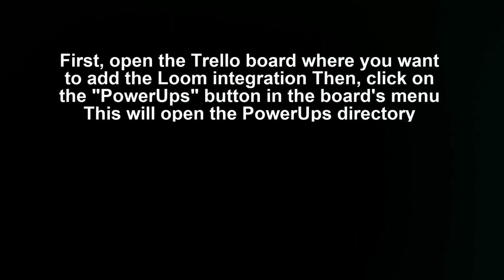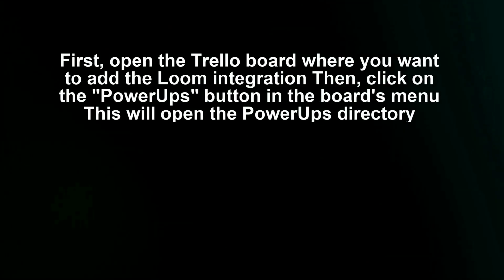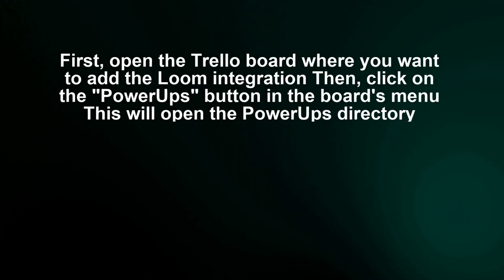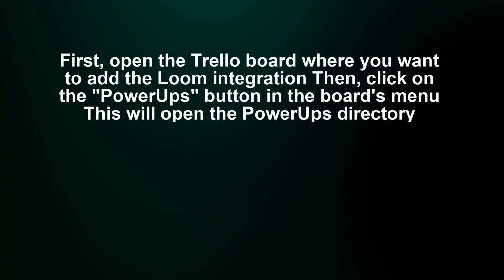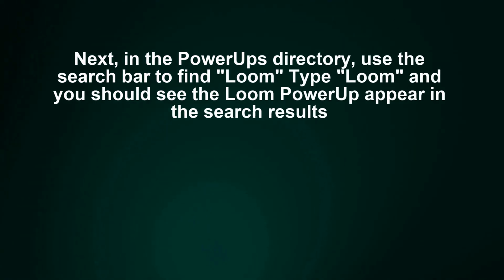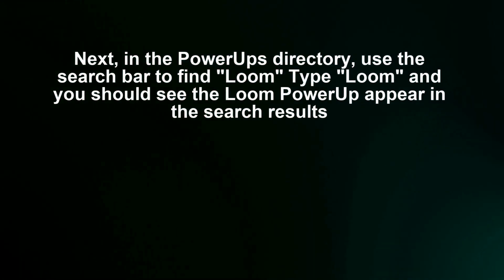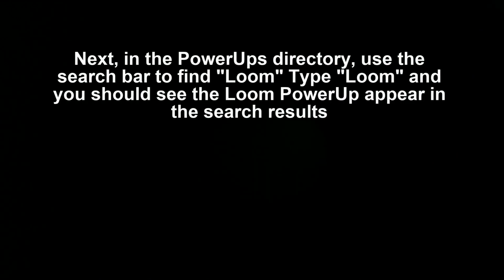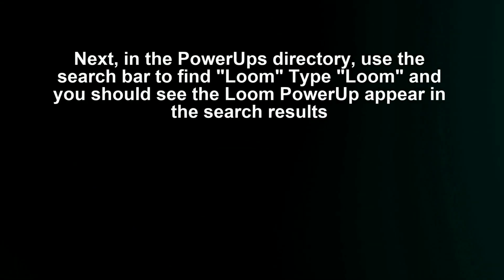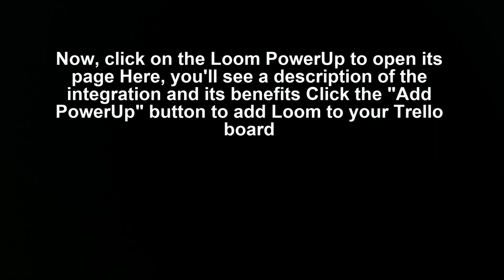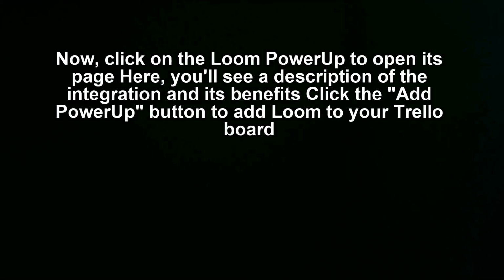First, open the Trello board where you want to add the Loom integration, then click on the Power-Ups button in the board's menu. This will open the Power-Ups directory. Next, in the Power-Ups directory, use the search bar to find Loom. Type Loom, and you should see the Loom Power-Up appear in the search results. Now, click on the Loom Power-Up to open its page.